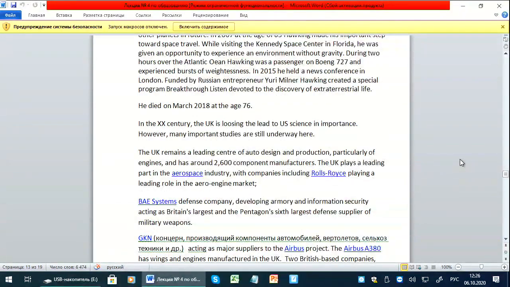BAE Systems, a defense company developing armory and information security, was and is acting as Britain's largest and the Pentagon's sixth largest defense supplier of military weapons.